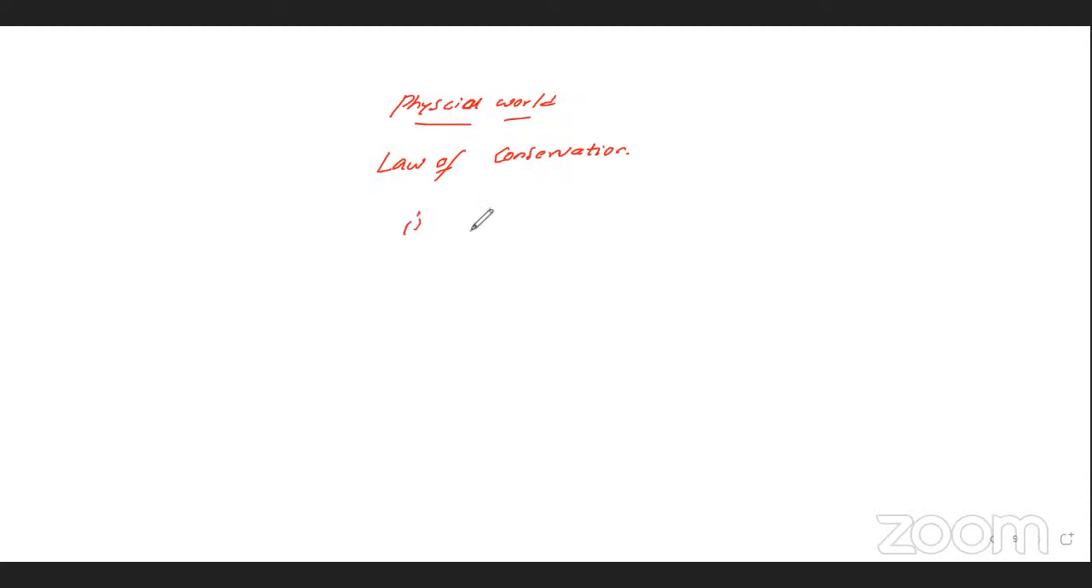You said law of conservation of energy. Second one, mass. Third one, momentum: linear momentum and angular momentum.